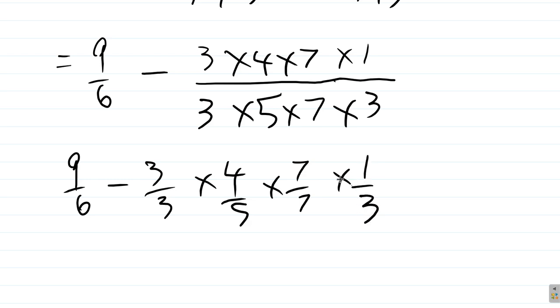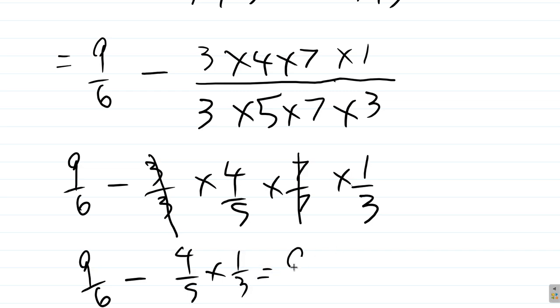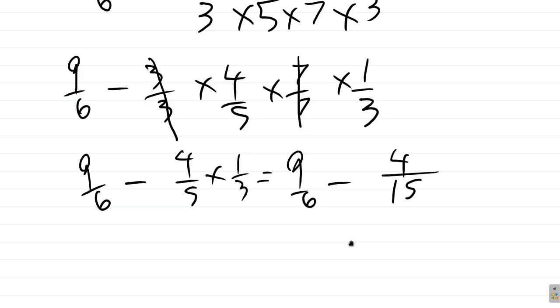You get the idea? So 3 divided by 3 is 1, so that's 1. 7 divided by 7 is 1. So what you have is 9 over 6 minus 4 over 5 times 1/3, which is 9 over 6 minus 4 ones 4 up top over 5 threes 15 down the bottom. Alright? So you see that?